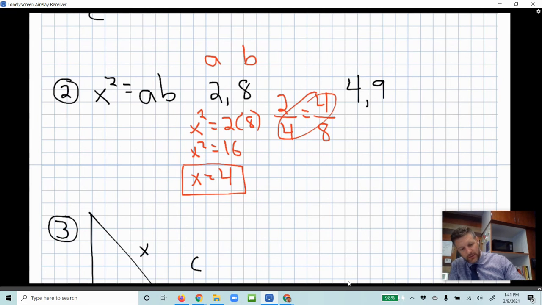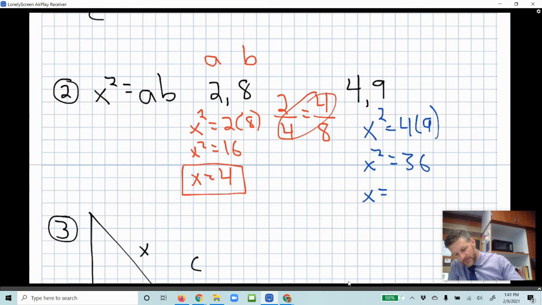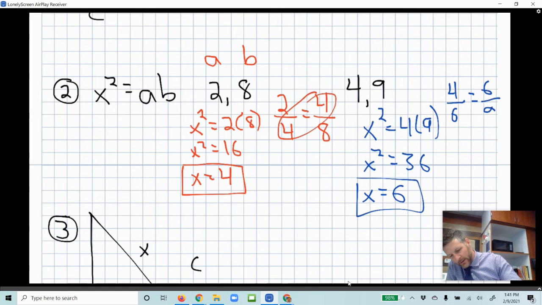We can very quickly do the same thing with 4 and 9. X squared equals 4 times 9, so x squared equals 36. X equals 6. You can see finding the geometric mean is not that difficult. It's maybe a little more difficult to understand why you're doing it and to apply it to the actual triangles. But again, 4 to 6 is the same as 6 to 9. That's one way to check your answer. It should fit in there nicely to create equal ratios, 2/3 to 2/3.